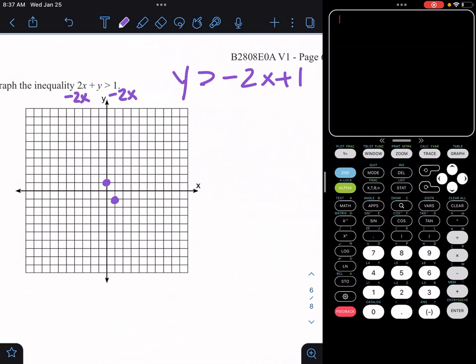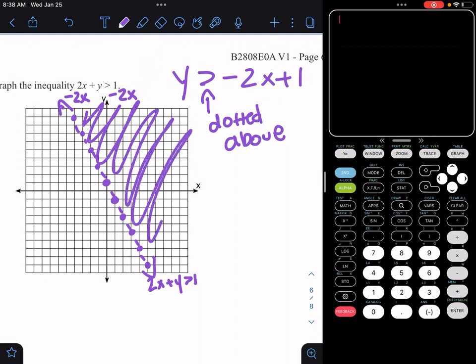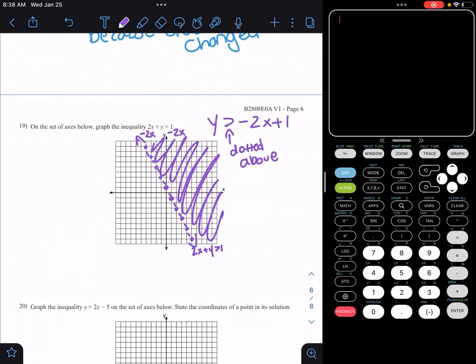To the right 1, down 2 to the right 1, down 2 to the right 1, then up 2 to the left 1, up 2 to the left 1. Let's see, dotted or solid. This means dotted, and I also need to shade above. So dotted line, arrows. I'm going to label it 2x plus y is greater than 1. I'm going to shade above the line. Nice job. And those are all our solutions.